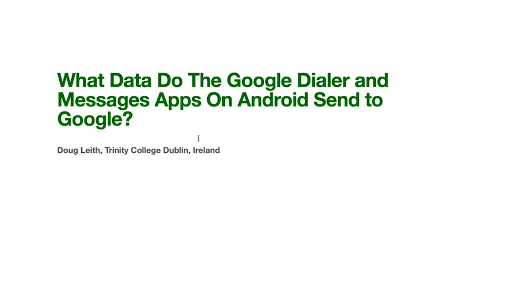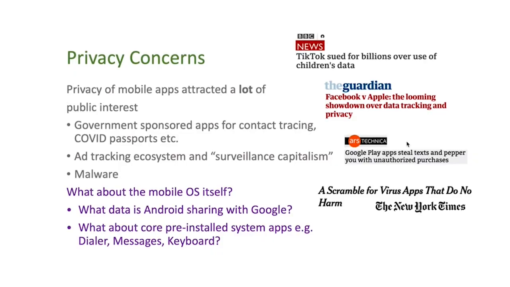To my talk, I'd like to tell you about a measurement study looking at the Google Dialer and Messages apps on Android. There's been a good deal of interest in the privacy of Android apps, but far less on the system apps themselves. So in this study we look particularly at the Dialer and Messages apps, which are core system apps pre-installed.